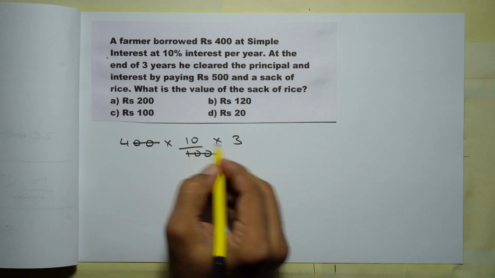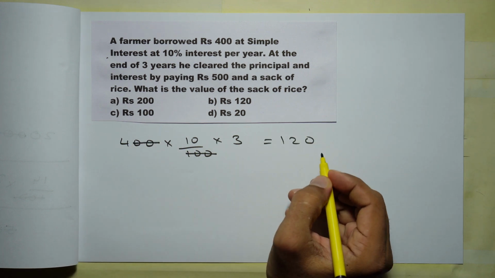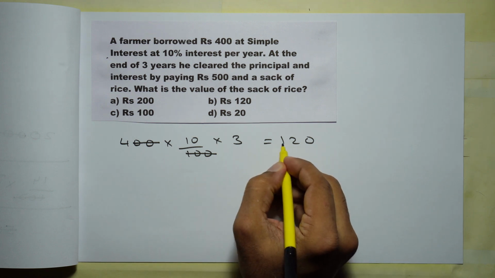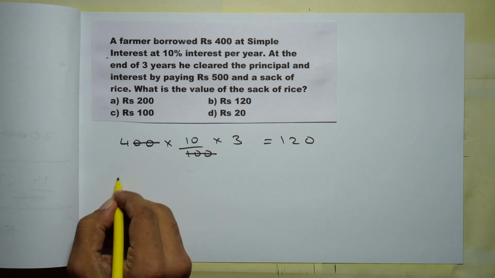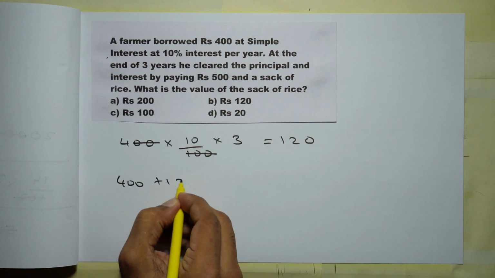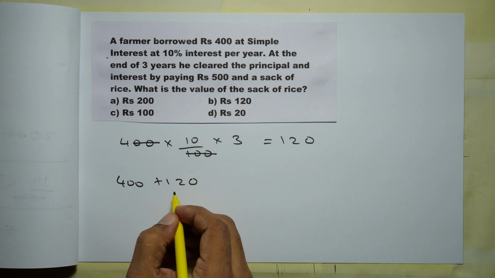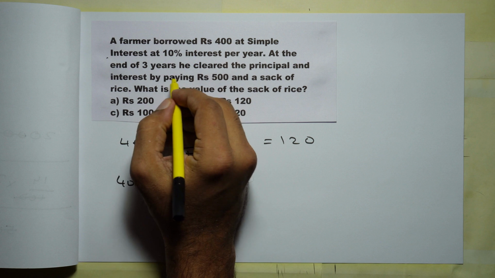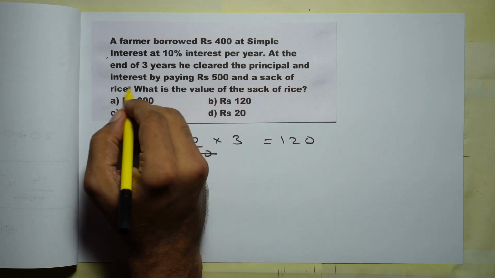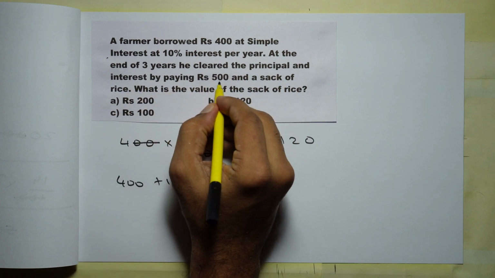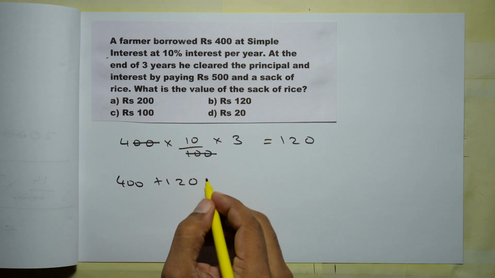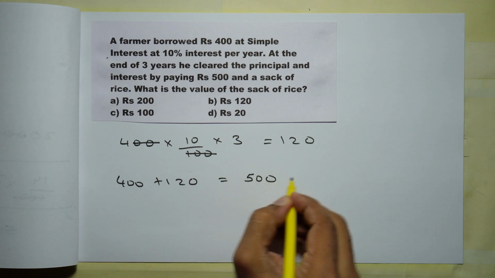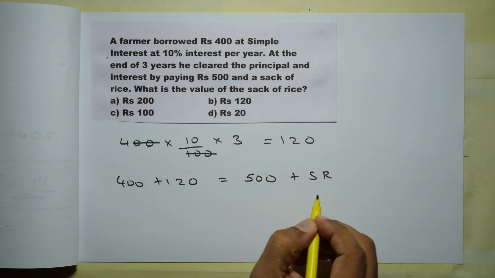I'll just cancel these zeros. So 4 into 10, 40. 40 into 3 is rupees 120. So altogether the interest that he has to pay for 3 years is 120. So the principal is 400 and he has to pay 120 rupees as interest. So this is what he has to pay at the end of 3 years. And at the end of 3 years, he cleared the principal and interest by paying rupees 500 and a sack of rice. So to pay this 400 plus this 120, he has paid 500 and a sack of rice.